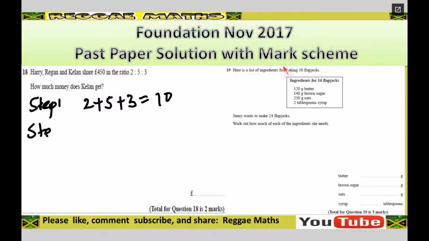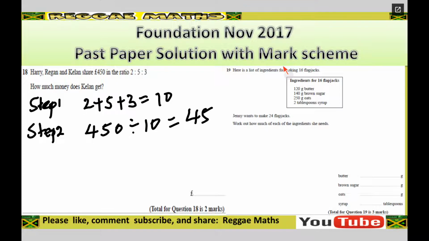Step 2, the total you're sharing is 450 divided by 10, which is 45.